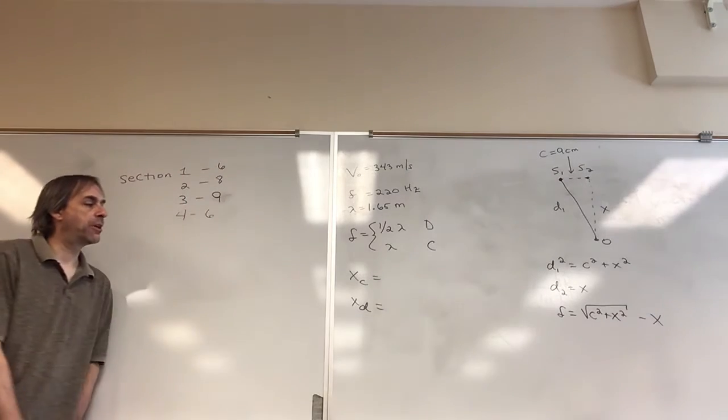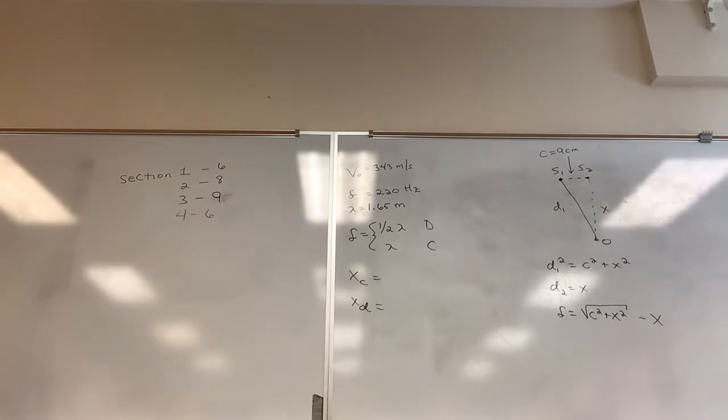So we're going to end up with a quadratic equation, looks like. But any questions on just using geometry to find delta? Well, then what do you plug in for C and X? Well, C is 9 centimeters, X is what we're trying to find.